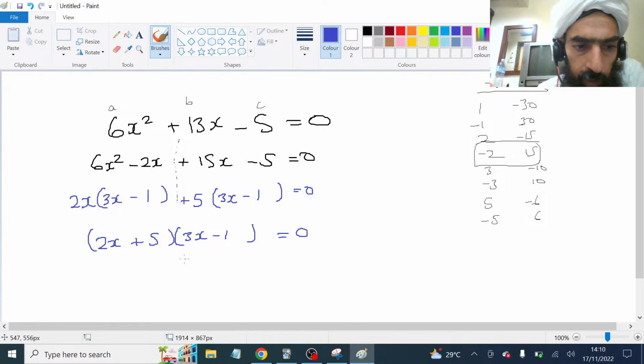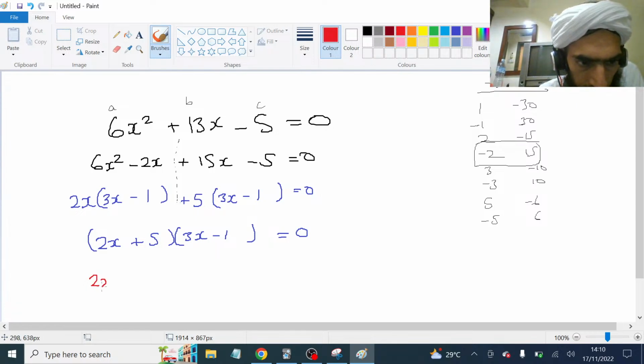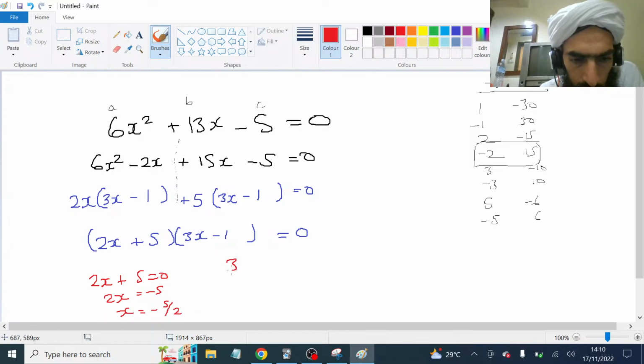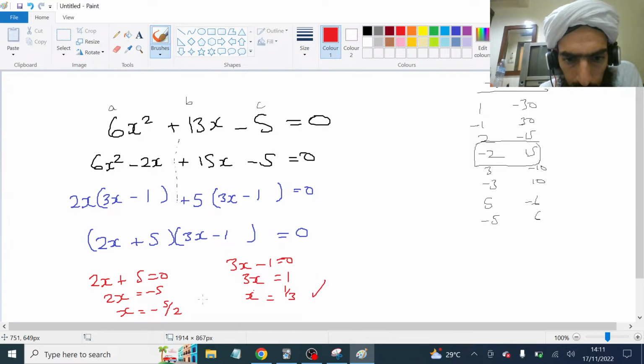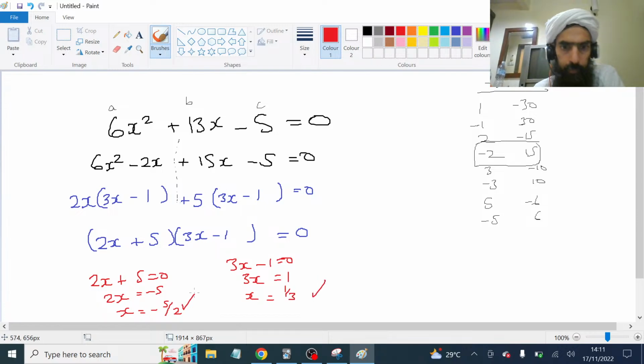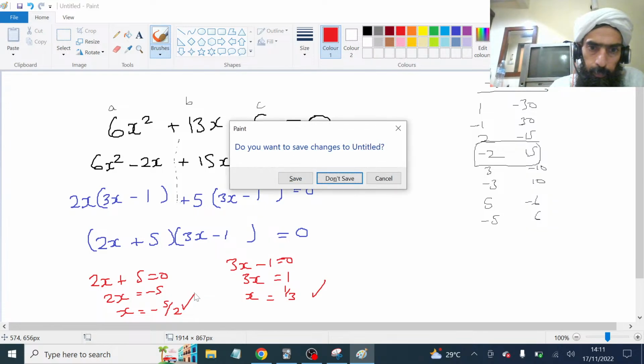Okay, let's apply the technique from before. So one bracket at a time equal to 0. That means 2x plus 5 is 0. So take the 5 across, divide by 2. That's your first answer. Now do the same with the second bracket. Take the minus 1 across, divide by 3. And that's your second answer.